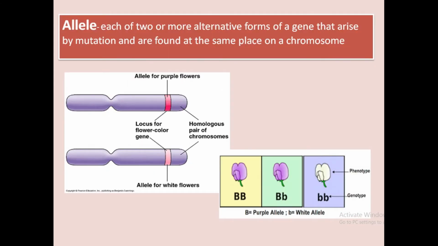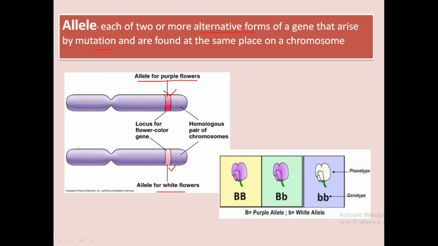An allele is each of two or more alternative forms of a gene that arise by mutation and are found at the same place on a chromosome. So here you can see the allele for purple flower color is located in this place, and the allele for white flower color is located in this place. And this is the homologous pair of chromosomes. We will discuss homologous chromosomes in a later slide.